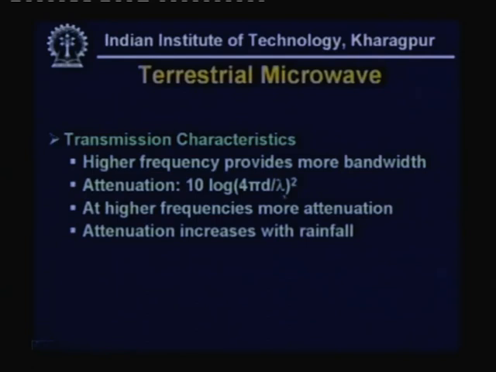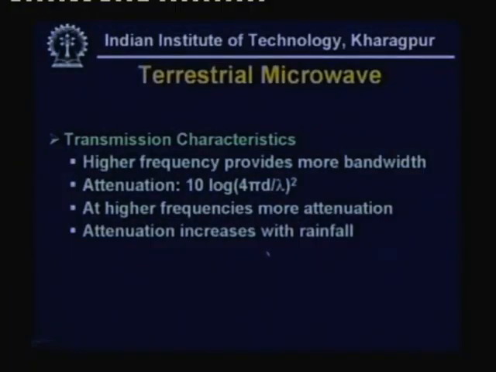That means higher frequency signals are attenuated more. However, higher frequency signals provide more bandwidth. That means we prefer to use higher frequency for communication, because it gives you higher bandwidth, but higher frequency gives you more attenuation. So, it is some kind of trade off, and you have to judiciously select the frequency, so that you do not have much attenuation, and at the same time you can get reasonably good bandwidth.